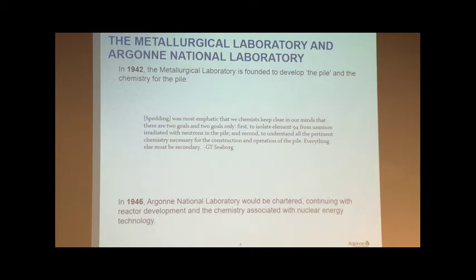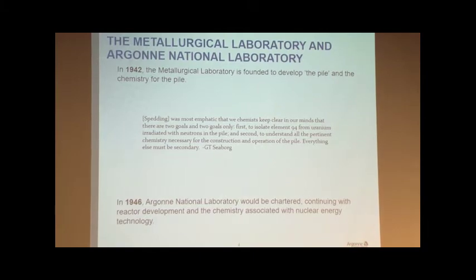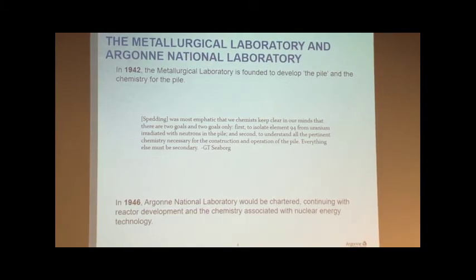So Glenn Seaborg, who liked to keep a really accurate diary, comments at the time actually that Frank Spedding, who is the director of all chemical research at the Metallurgical Laboratory, charged the chemists with two things, and I'll just read from his notes here. "Frank Spedding was most emphatic that we chemists keep clear in our minds that there are two goals and two goals only. One is to isolate element 94 from uranium." So element 94 is plutonium. It is about 1 year old at this time. "And the second is to understand all of the pertinent chemistry necessary for the construction and operation of the pile." Develop all of the chemistry necessary for nuclear energy technology.